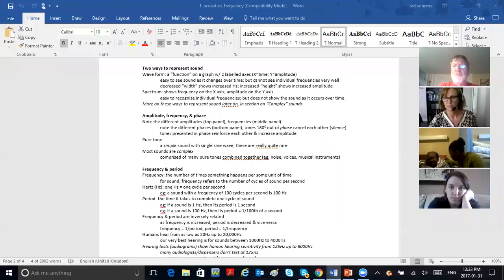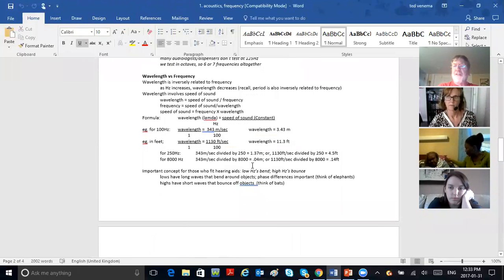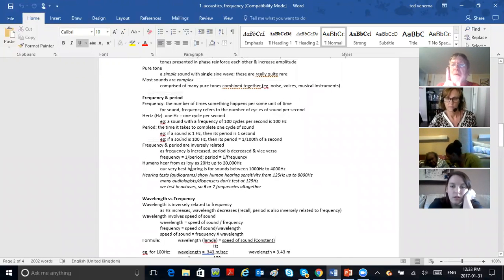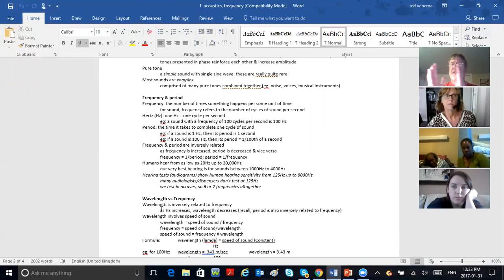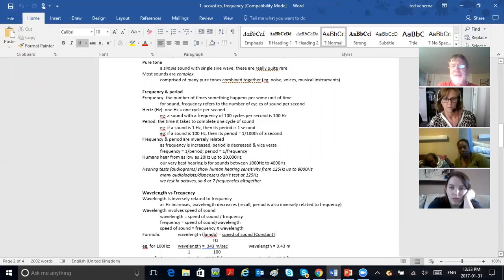Then we talked about frequency and period. And then we talked about wavelength and frequency. Period, always remember, involves time. Wavelength is the physical length of the wave. Both the period and the wavelength are inversely related to frequency. As frequency goes up, the period gets shorter. As frequency goes up, the wavelength gets shorter. Frequency down, wavelength longer. Frequency down, period is longer.